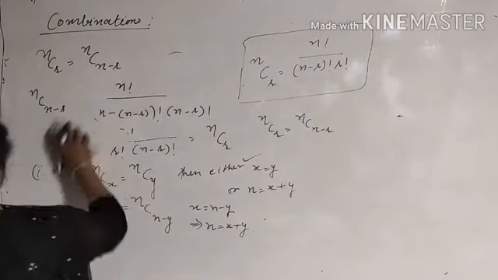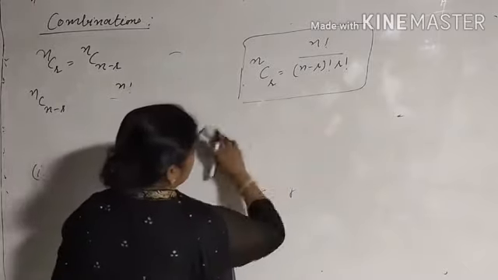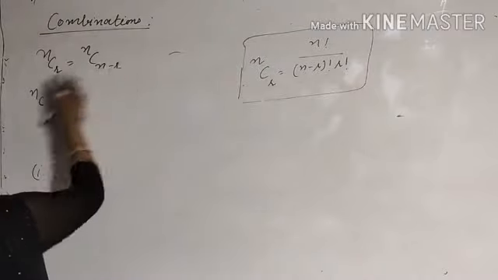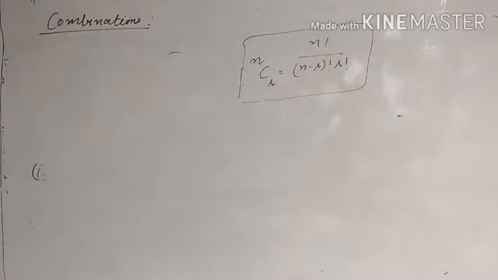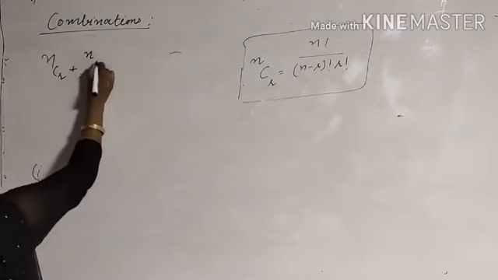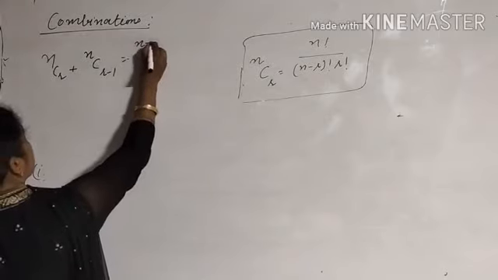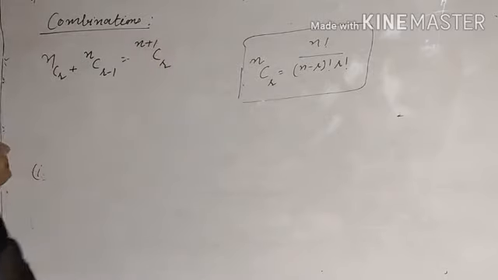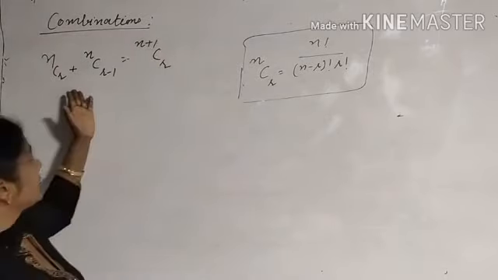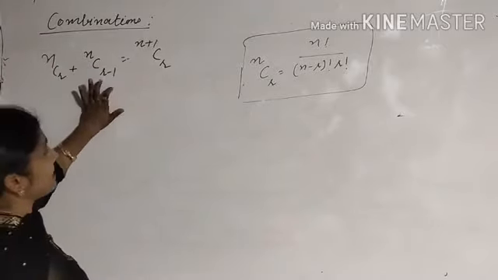Next, again one important formula is nCr plus nC(r minus 1) is (n plus 1)Cr. Okay, you can do it from the left-hand side: nCr plus nC(r minus 1).